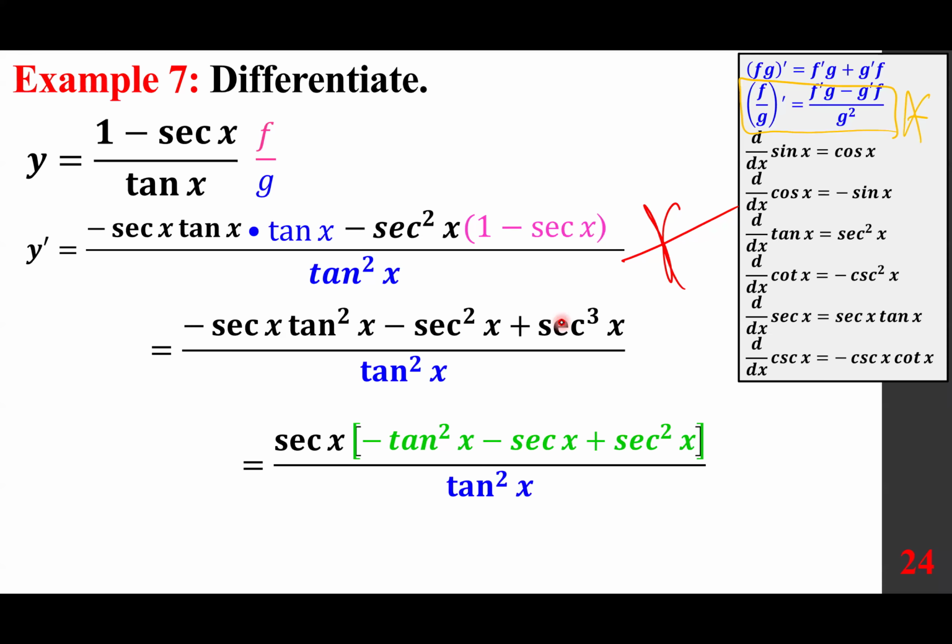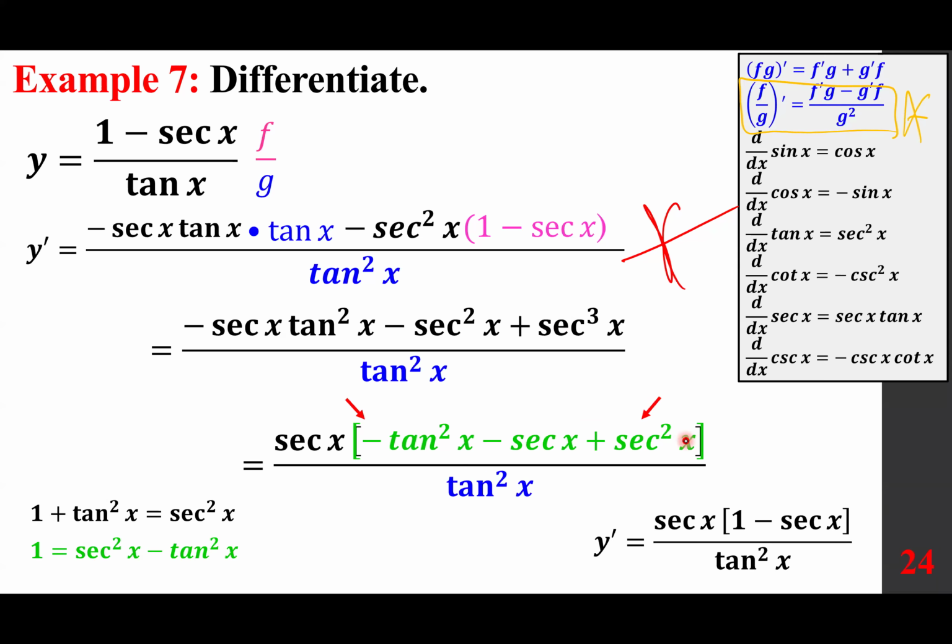I'm going to remind you that one of the Pythagorean identities was 1 plus tan squared equals secant squared. Therefore, if I move the tan squared to the right, I get secant squared minus tan squared equals 1. Secant squared minus tan squared, this one and this one, so I'm going to replace it with 1. The final answer, y prime equals secant x, and the bracket simplifies to 1 minus secant x, over tan squared. This is the final answer, everybody.